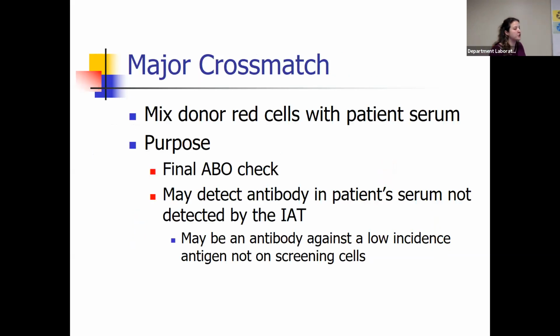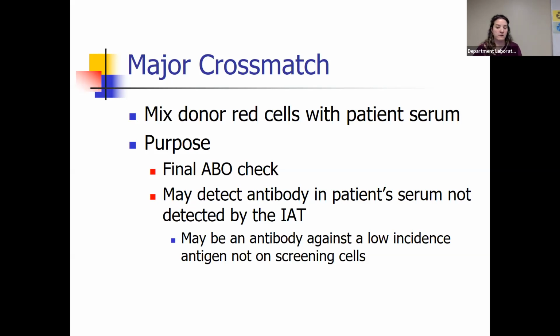All right, so your major crossmatch, which is still performed today in blood bank every day: you mix donor red cells, so the units that you're setting up on your patient, with patient plasma. You're making sure that when we transfuse those donor red cells into our patient, the recipient is not going to attack those donor cells, okay? That's your major crossmatch. Again, it's also your final ABO check.